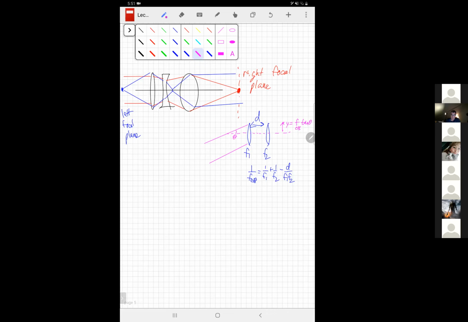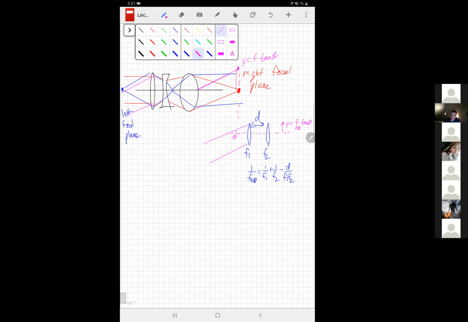So we could do an experiment where we just send in a whole bunch of parallel rays, and they're going to do God only knows what in there. But in the end, they're going to come to a focus right there. And that would be y equals F tan theta. And there would be some ray that made it to there, traveling parallel to the optic axis.